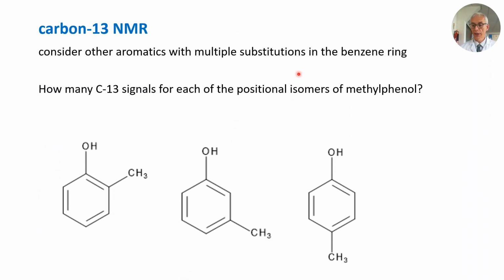So let's consider other aromatics with multiple substitutions in the benzene ring. How many carbon-13 NMR signals for each of the positional isomers of methylphenol? So we have 2-methylphenol, 3-methylphenol, and 4-methylphenol. How many carbon-13 signals for each of these positional isomers? Think it through, pause, come back when you have reached some conclusions, and listen to my explanations. Okay, so I'm going to reveal.